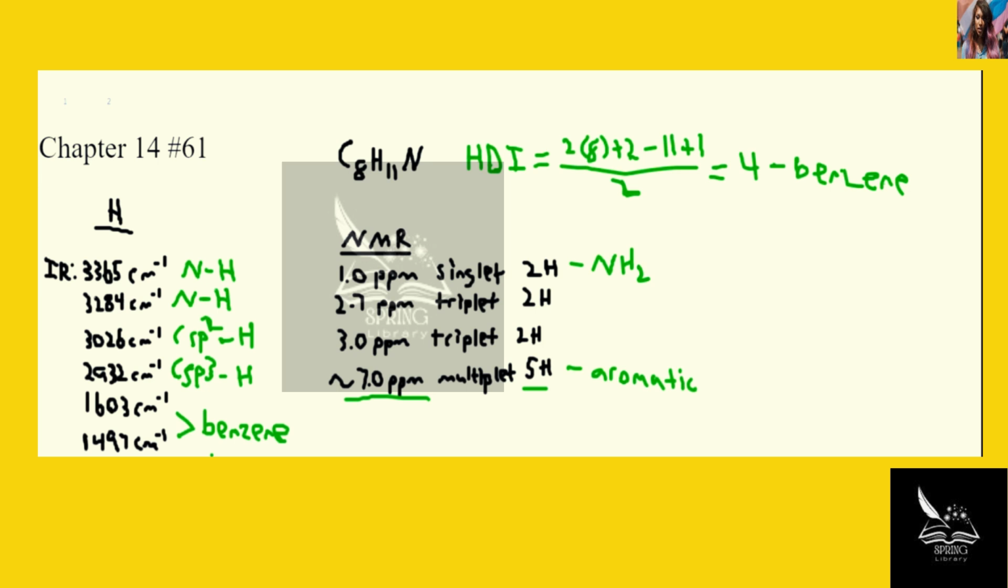And so they are going to be from methylene groups. So CH2, both of them. And so when we put all of these pieces together, we get something that looks like this. So we have our aromatic ring.